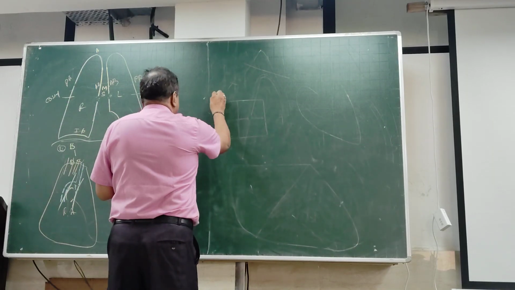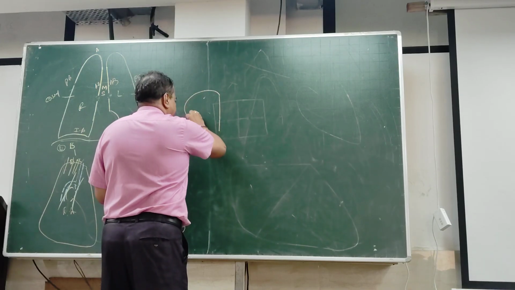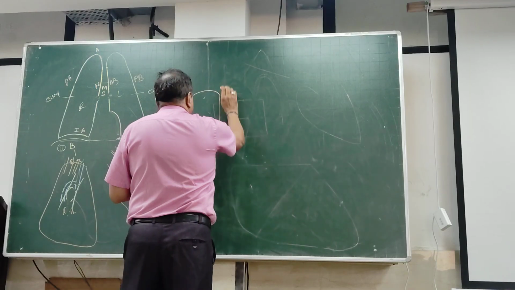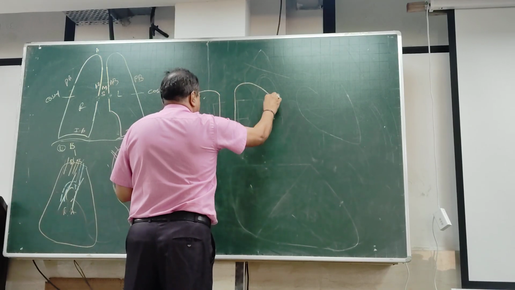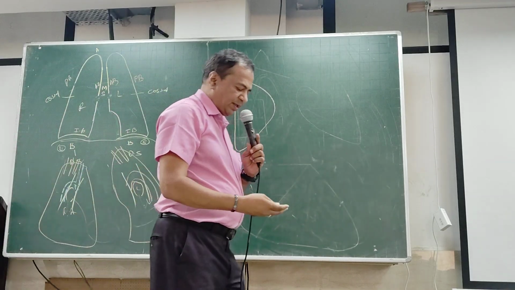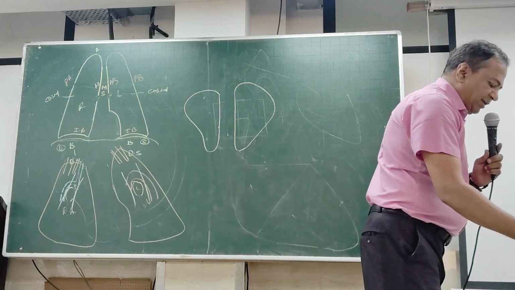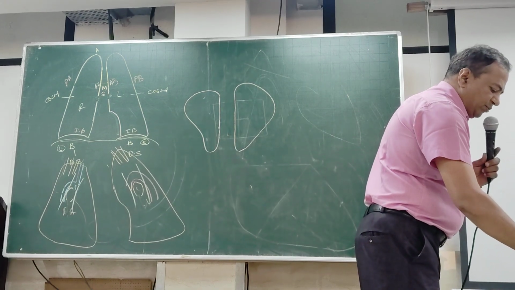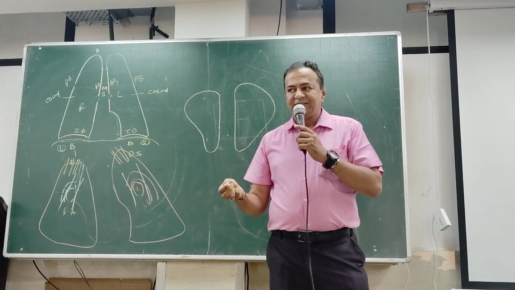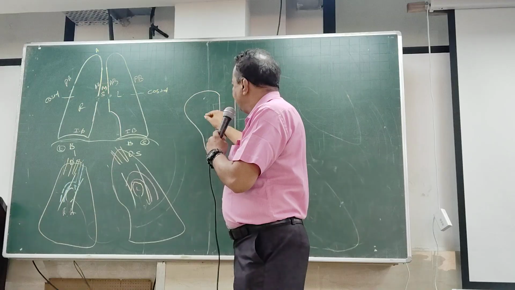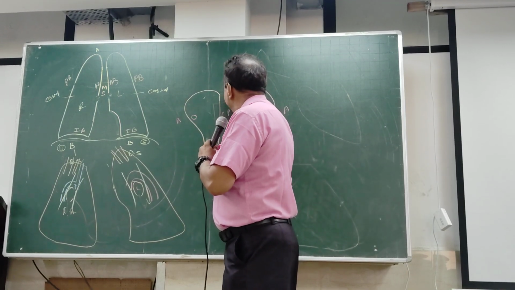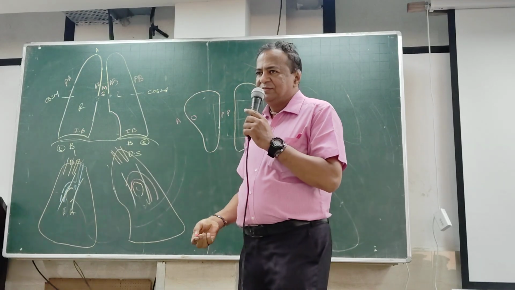Now this hilum, I am going to draw a little larger, of both sides, right side and left side. Now this is the place where I am going to draw the veins in red. This is anterior, this is anterior, this is posterior. So this is enlarged for one side; normally it is the same.